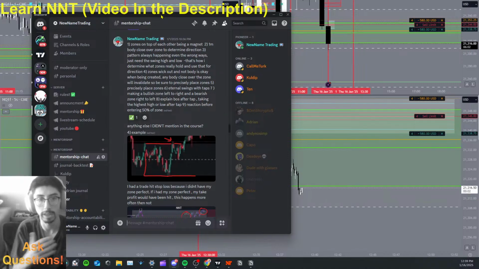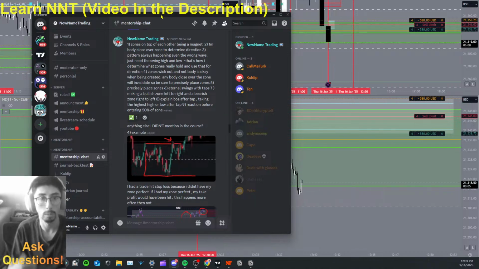So all you need to do is just gauge the swing high and swing low, and that's how I determine what zones really hold and use that for direction.